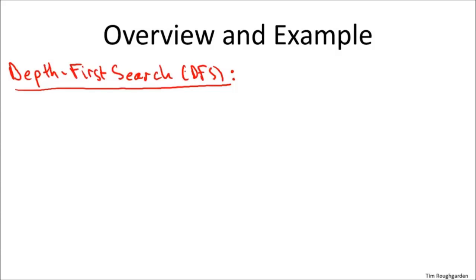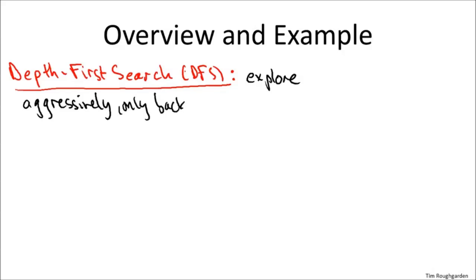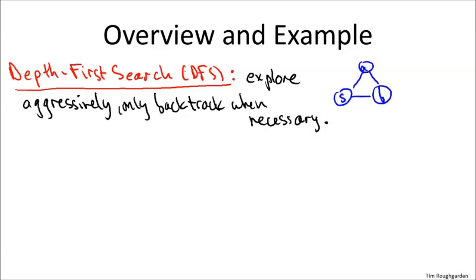So if breadth-first search is the cautious and tentative exploration strategy, then depth-first search, or DFS for short, is its more aggressive cousin. So the plan is to explore aggressively and only backtrack when necessary. And this is very much the strategy one often uses when trying to solve a maze. To explain what I mean, let me show you how this would work in the same running example we used when we discussed breadth-first search.